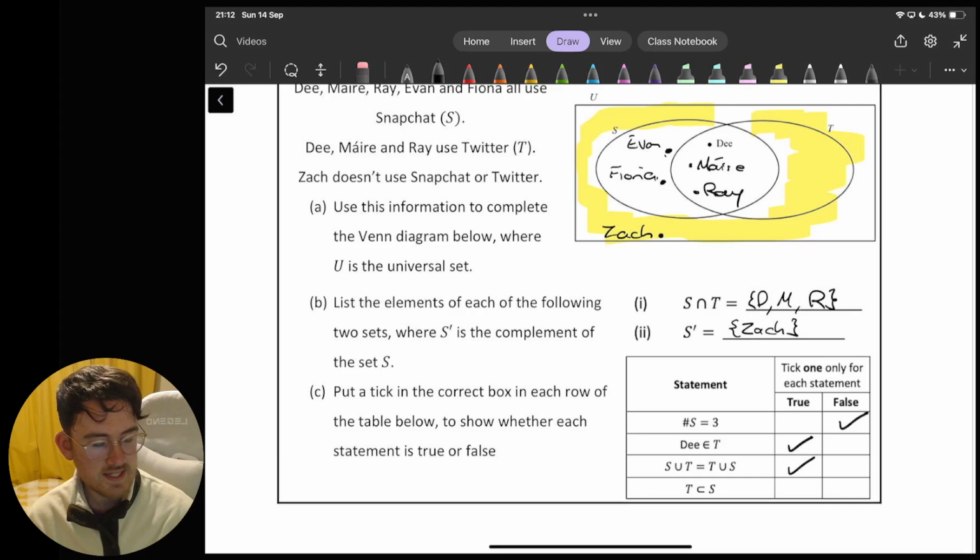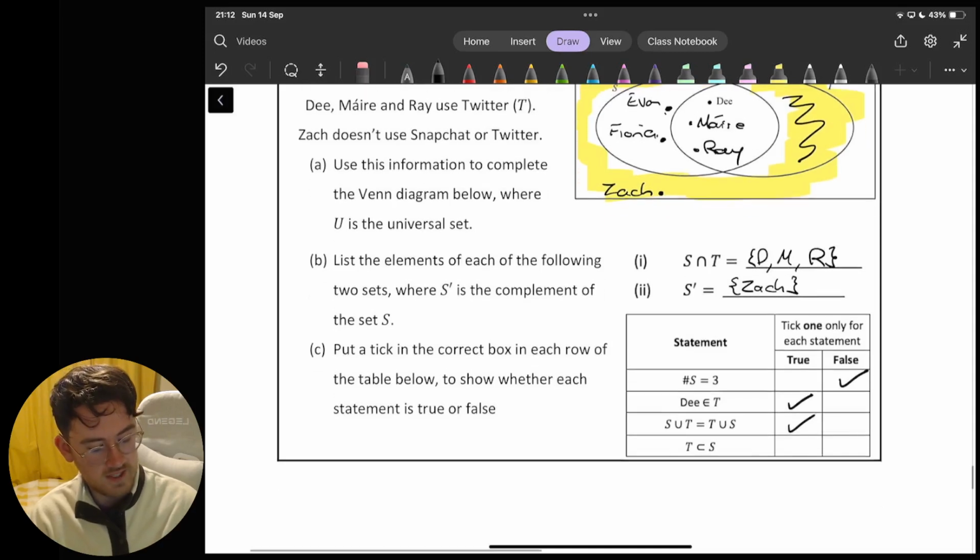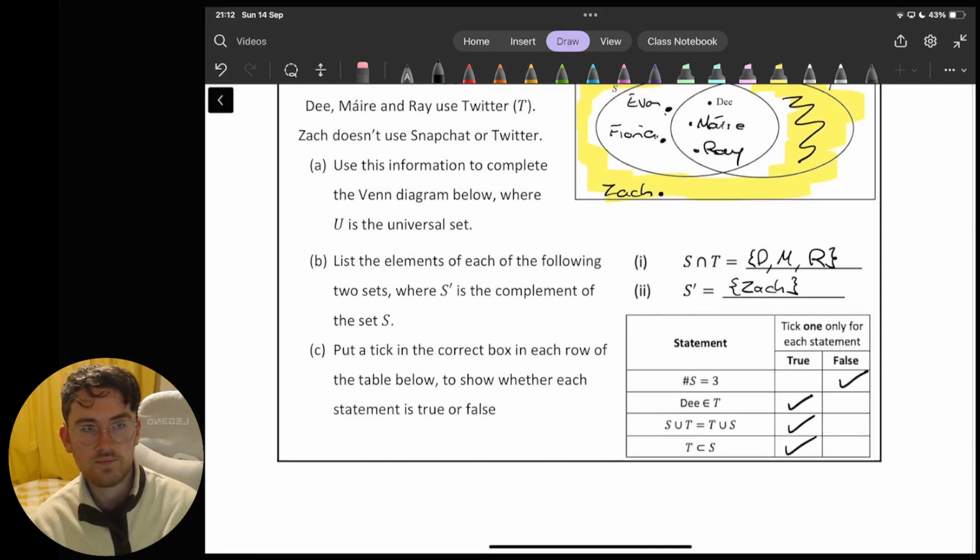And then lastly, T is a subset of S. So remember, a subset means a set, usually a smaller set, that is contained within a bigger set. So is everything in set T found in set S? And we can see here that it is. There's no part in T that is not included in S. So that is true also.